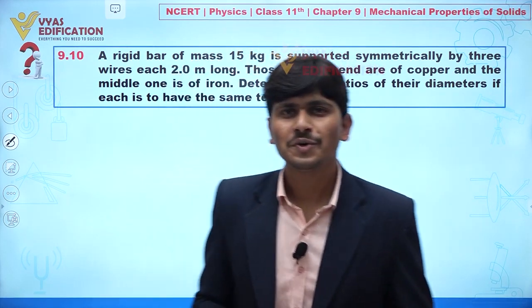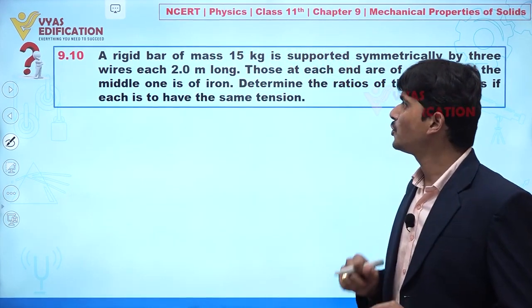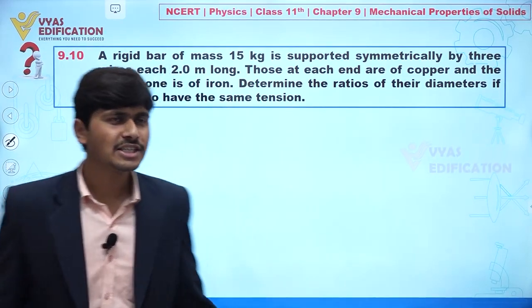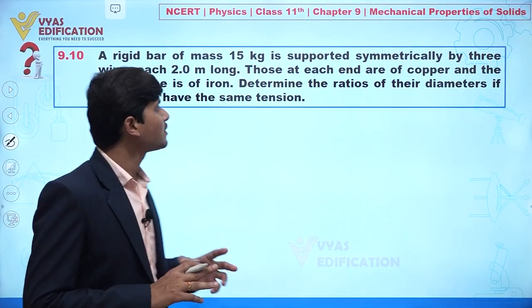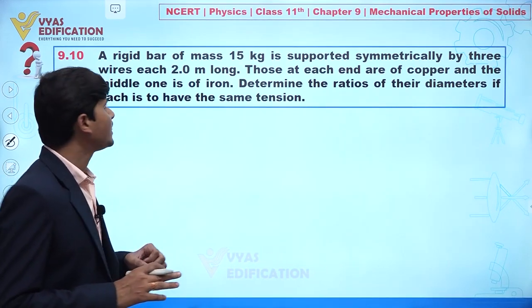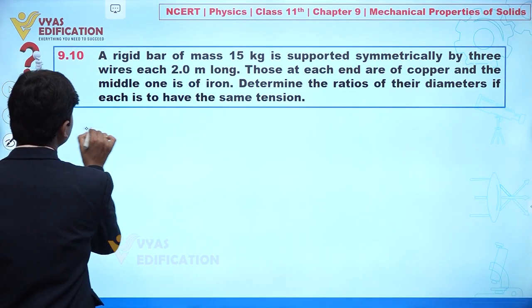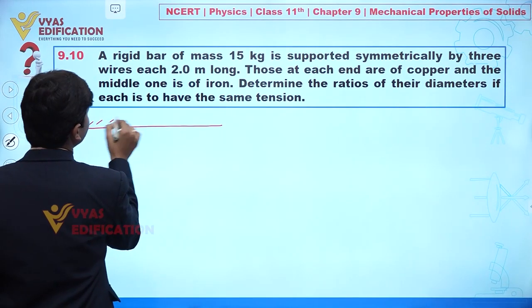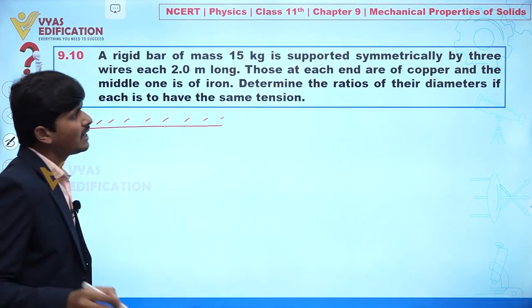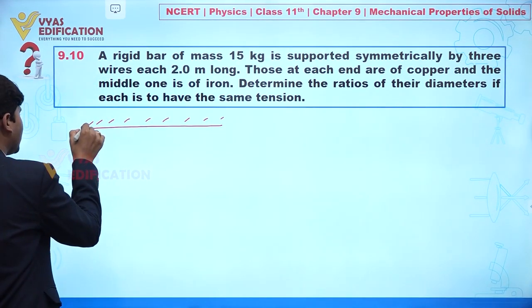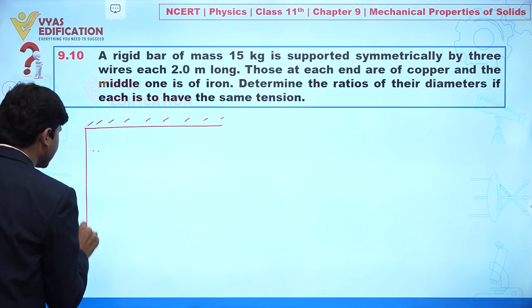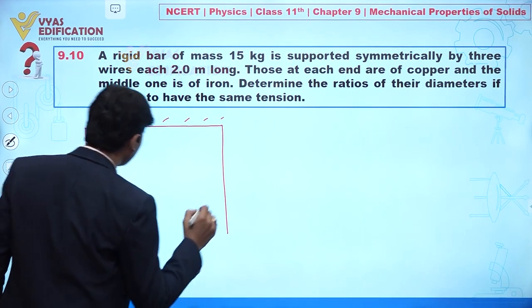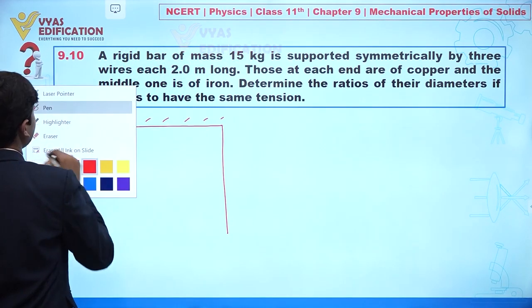Now students, we are going to discuss question number 9.10. In this question, a rigid bar of mass 15 kg is supported symmetrically by 3 wires, 2 meters long. Let's suppose this is the fixed end. Here we have 3 wires, with 2 wires at the ends like this, and we can say we have 1 wire in the middle.